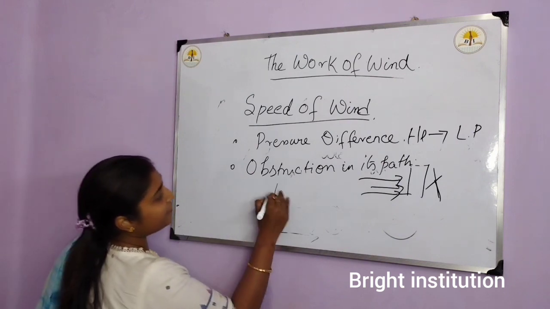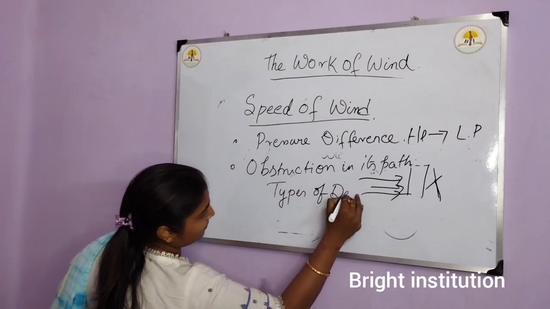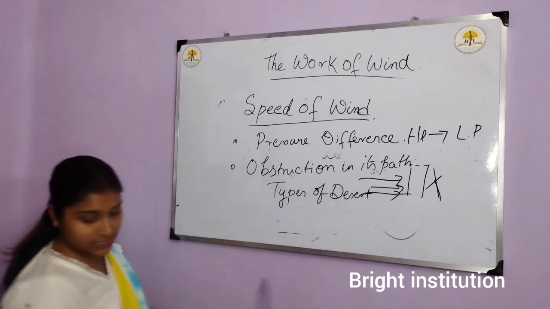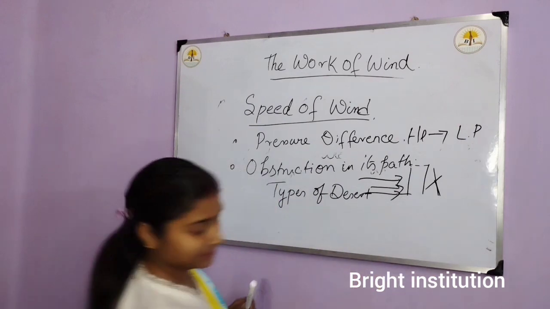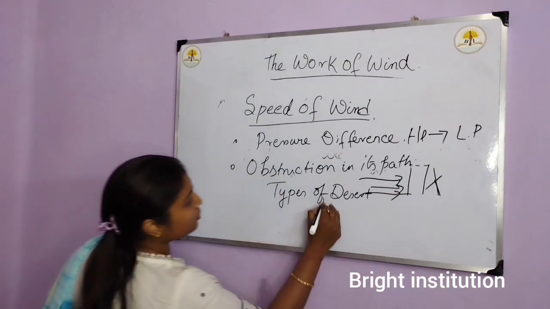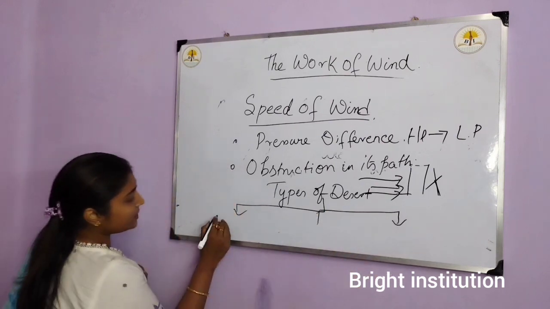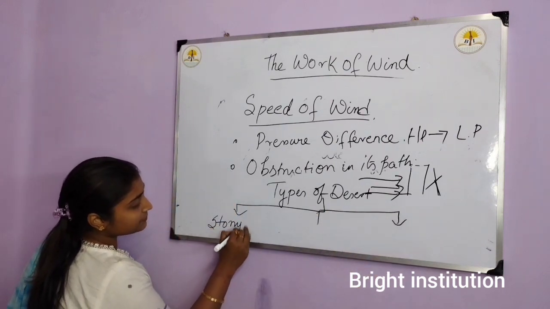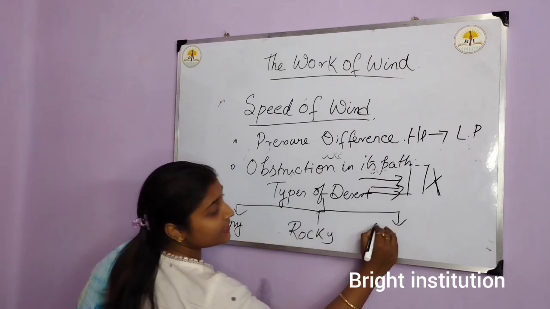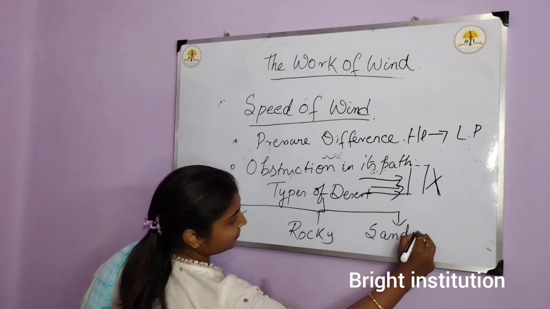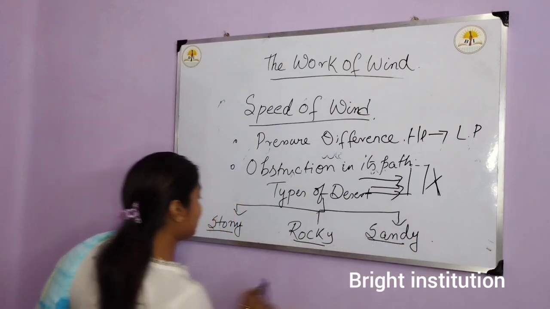Next we will discuss how various types of deserts are formed. Deserts are of three types. One is the stony desert, one is the rocky desert, and another one is the sandy desert.